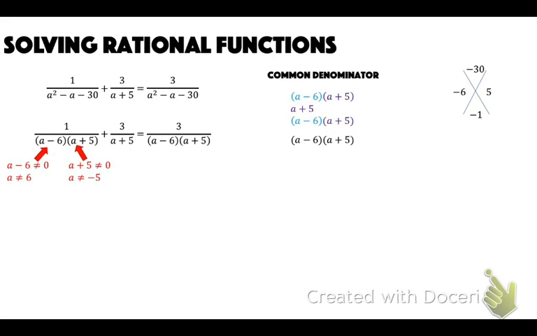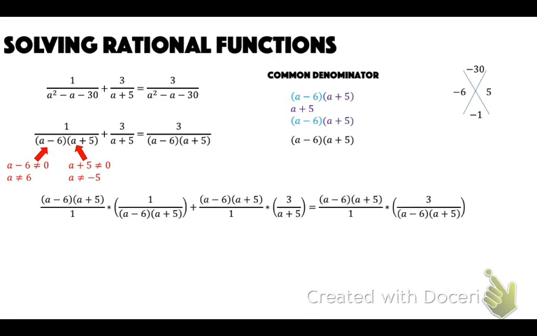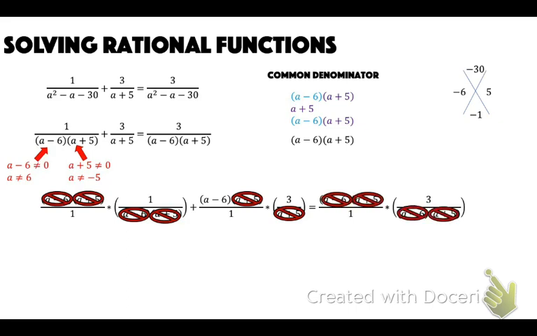Okay. So I'm going to multiply that to everything here. So I have a minus 6 times a plus 5 times 1 over a minus 6, a plus 5, and then same thing for the second one, and same thing for the third one. And I can put this over 1 to help us see this a little bit better. So in that first one, the a minus 6's cancel. Then there, the a plus 5's cancel. Here, the a plus 5's cancel. And here, the a minus 6's and a plus 5's cancel.